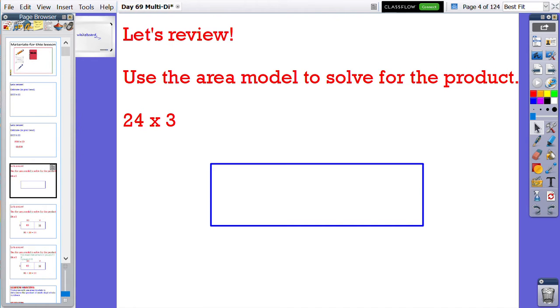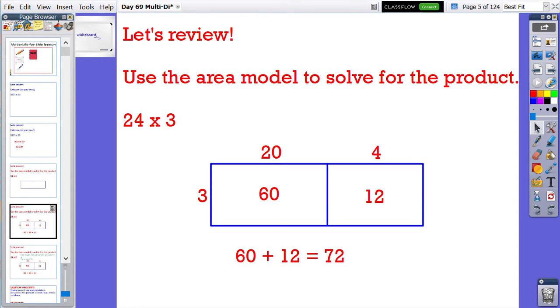So let's use the area model to solve for the product. This is another review. So when you're making an area model, you're going to take your two numbers and you're going to decompose any numbers that are 2 digits or more. So the value of the 2 is 20. The value of the 4 is 4 times 3. So it should look like this.